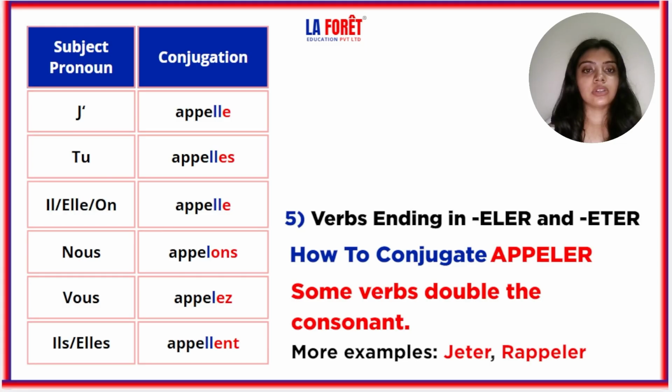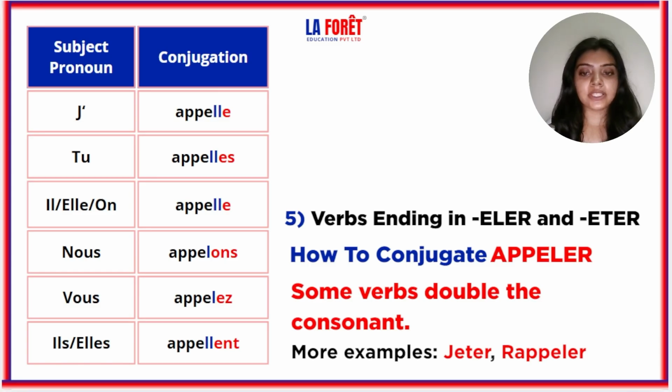Right. So now verbs ending in ELER and ETER. How to conjugate appeler? Now appeler is to call oneself. Some words double the consonant. Now see here, it is double L, double L, double L, but in nous and vous form it is only single L. And then again il it is double L. So in nous and vous form it will always be single L, and in others it will be double L.